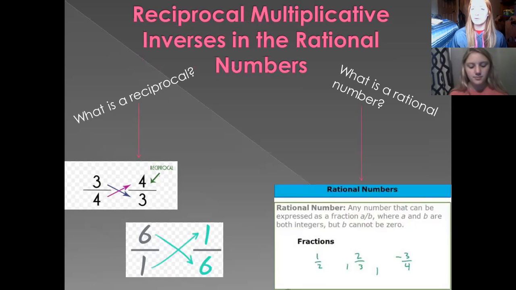Another question you may be wondering is, what is a rational number? Well, a rational number is really any number that you can put in as a fraction or a ratio, as long as you don't have to have the denominator of 0.